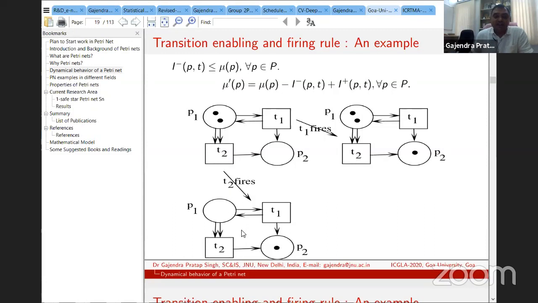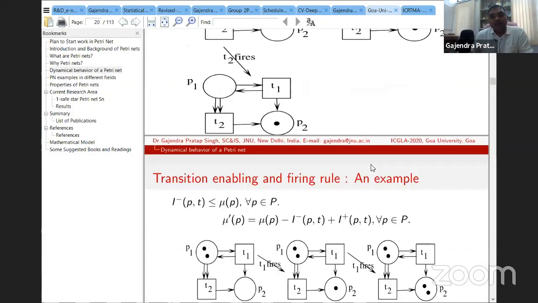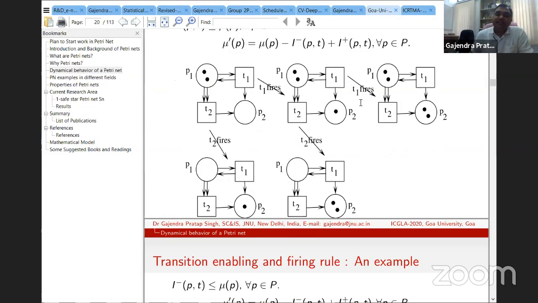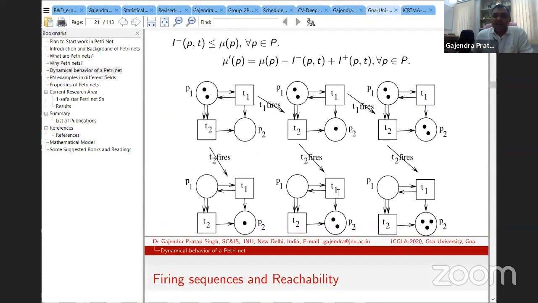So the new marking after the firing is 2 comma 1; this is the new state. Similarly, here the new state is 0 comma 1. We can also check whether transition T1 or T2 is further fireable or not. If T1 is fired at this marking, the new marking is 2 comma 2. Similarly, if T2 fires, the marking is 0 comma 2. In this way, we can have all possible states. Here we have 6 states.